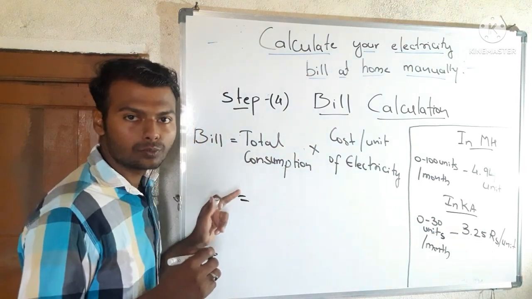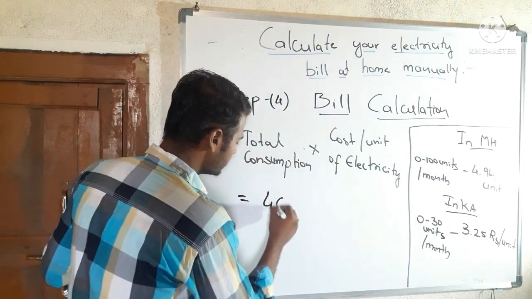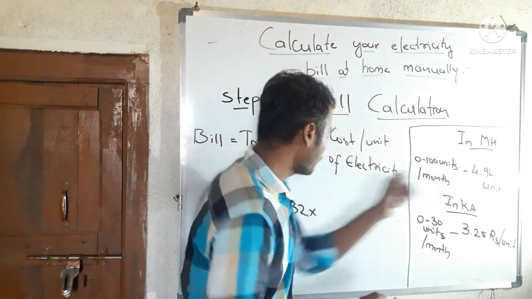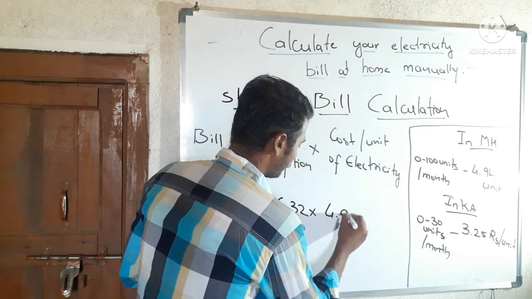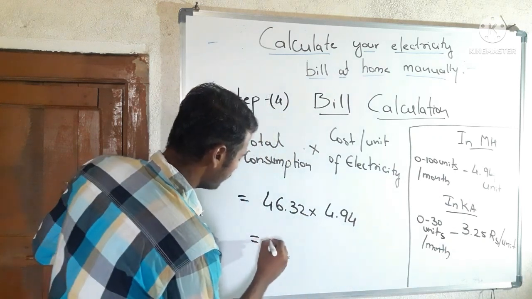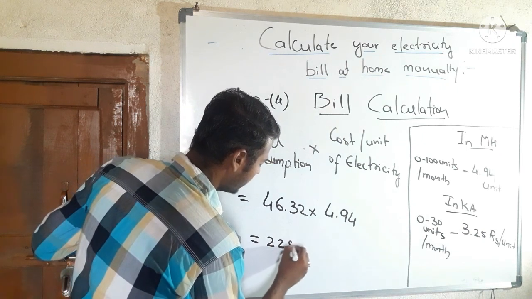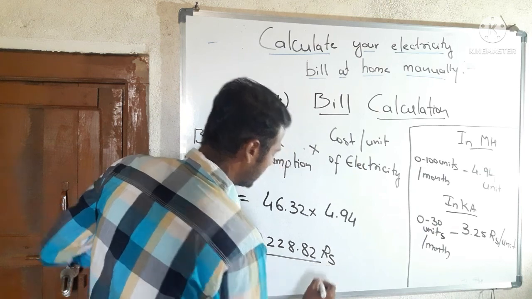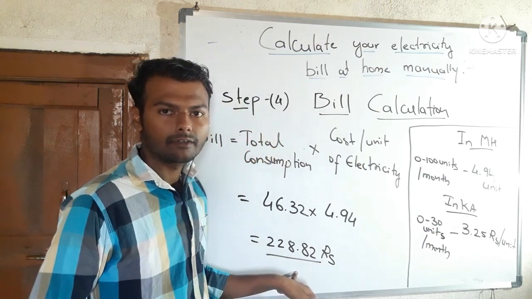The total consumption that we got is 46.34 into, we will take 4.94. If we multiply this, then we get 228.82 rupees. This is the monthly bill that we get.